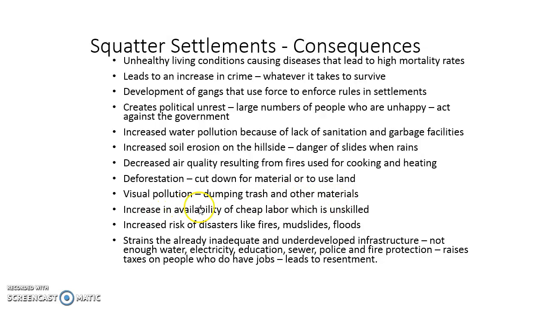And because of the increase in availability of cheap labor, which is unskilled, you see very low wages, so it's very hard for the people to improve their conditions. You see an increased risk of disasters like fires and mudslides and floods. Because there's no foundation to these dwellings and they're on hillsides, when it rains, there's a significant issue with mudslides. And fires happen because they are sometimes tapping illegally into the electrical system. So there are wiring issues, and they're using kerosene to cook. And they're so close together that if a fire breaks out, it spreads very quickly.